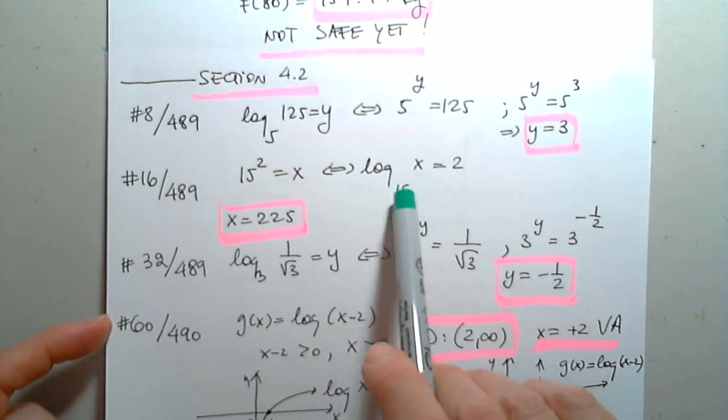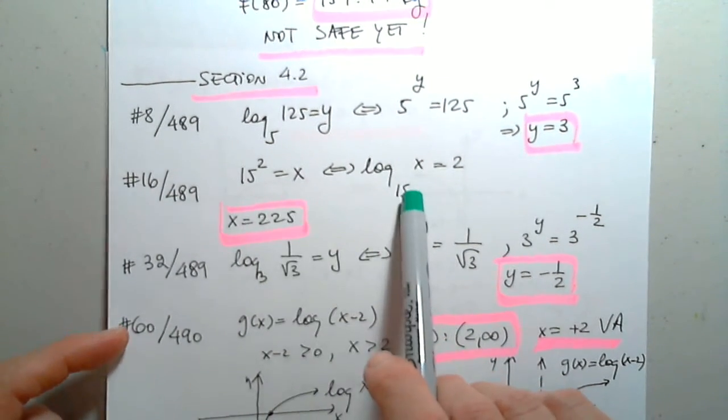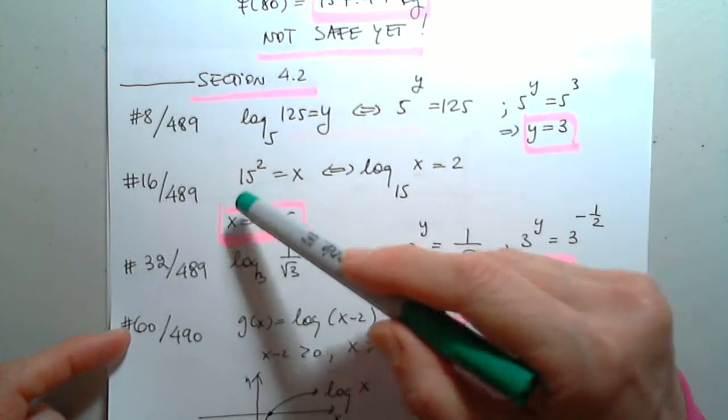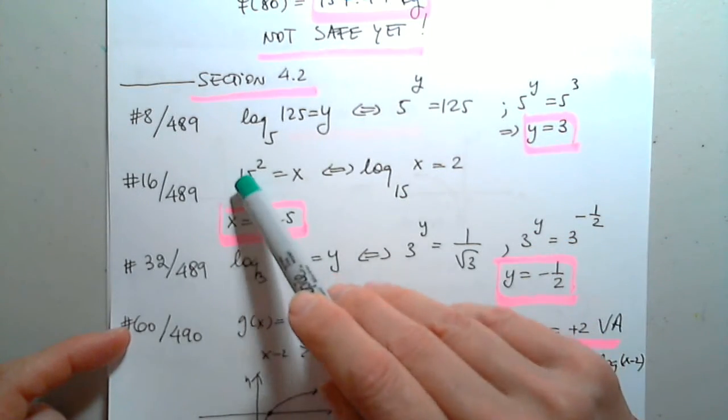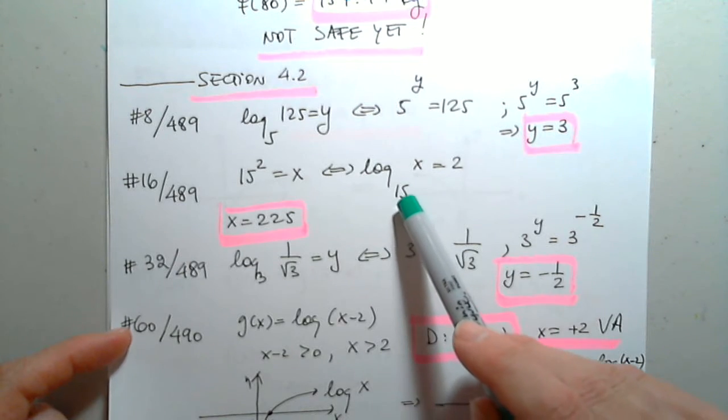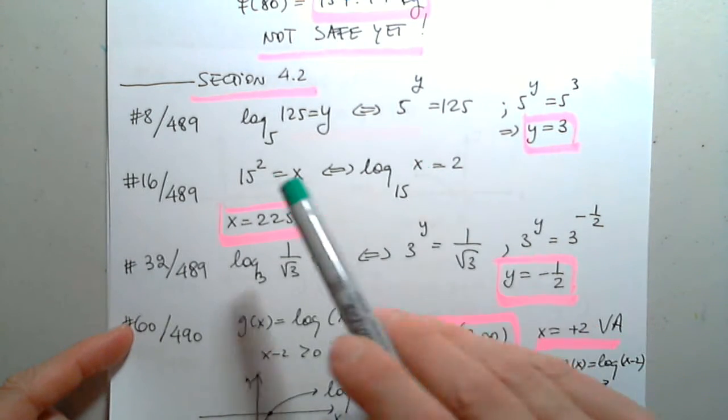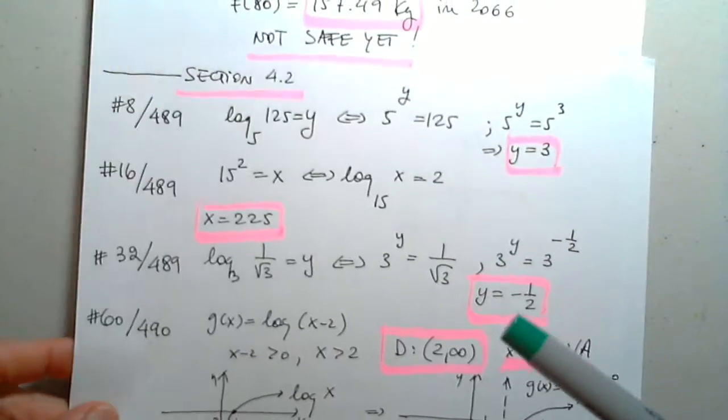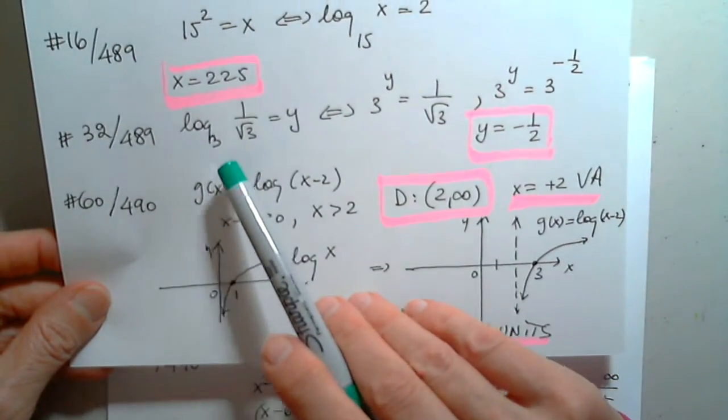Here we are asked to change this into a logarithmic equation. So remember, the base is always the base of the exponential and the log. Counterclockwise, 15 squared equals x. 15 squared equals x.